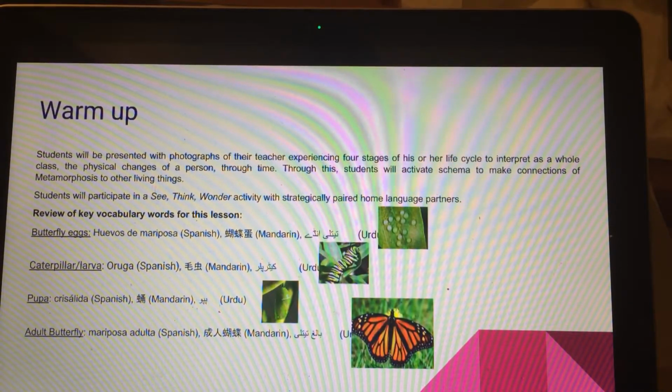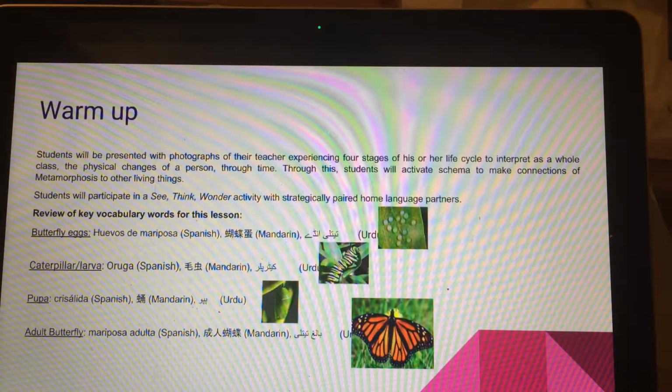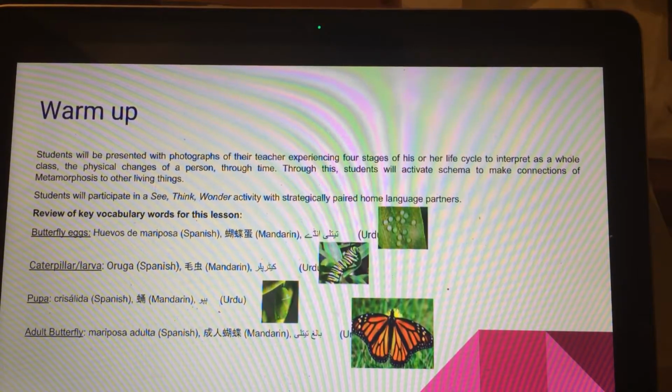Students will be presented with photographs of their teacher showing 4 stages of his or her life cycle, which is not shown. The pictures presented will be from infancy, childhood, teenager, to adult. This warm-up activity will activate schema and provide students with the opportunity to make personal connections to metamorphosis.